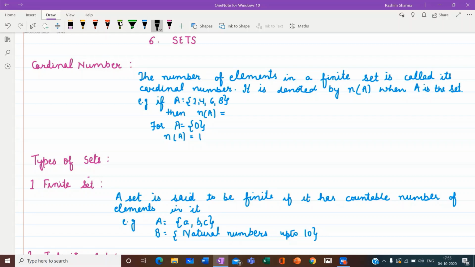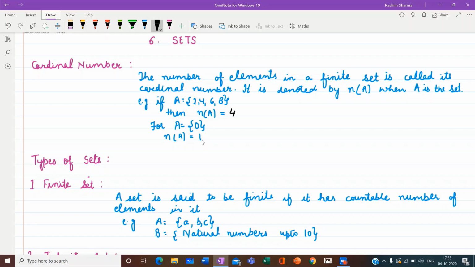So let us take an example. If A is a set with elements 2, 4, 6, 8, now if we count the number of elements, there are 4 elements in set A. So the cardinal number of set A is equal to 4. It will be written as n(A) = 4. If set A has one element, that is 0, we will consider this 0 as one element, so the cardinal number will be 1.